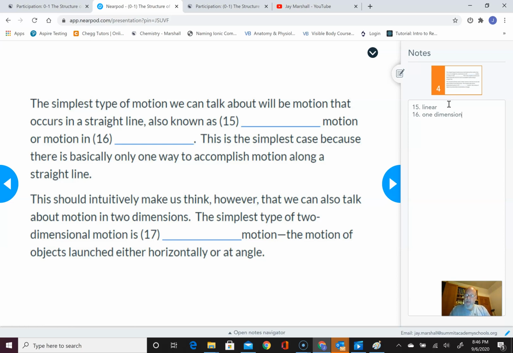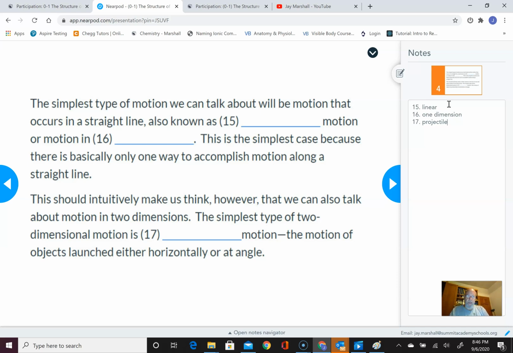I can have something that pushes me forward or pushes me backward. This should intuitively make us think, however, that we can also talk about motion in two dimensions. And we will talk about motion in two dimensions. The simplest type of two-dimensional motion is going to be called projectile motion. And this will be motion where a projectile, an object, is fired from a cannon or shot from a gun, either horizontally or at an angle. Okay, so if you think of motions where something is shot horizontally, so for example, a person running off the edge of a cliff will follow projectile motion.